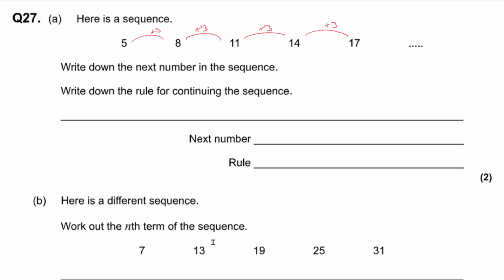So we're adding 3 each time. So the next one we're going to continue in the same vein, aren't we? We're just going to add another 3. That's going to be 20. So what's the rule? Well, the next number is 20. What's the rule? It's a plus 3 sequence. We're adding 3 each time.